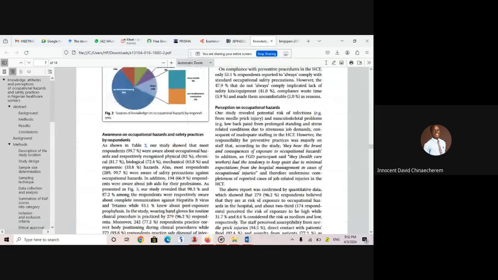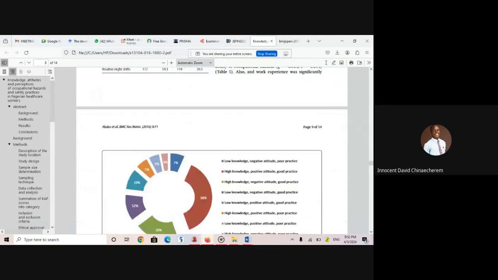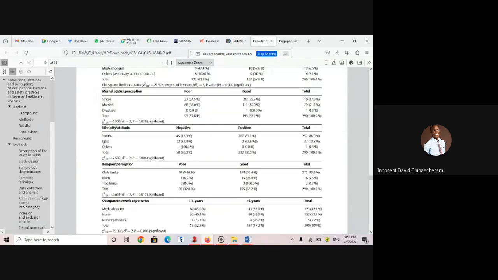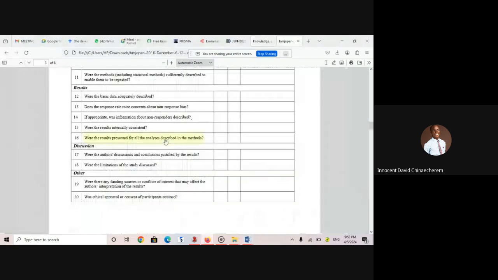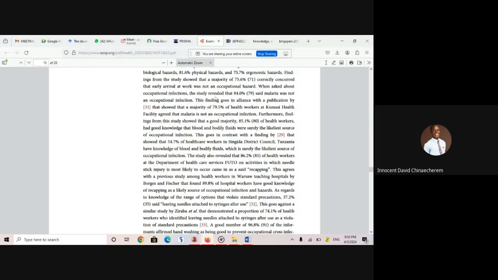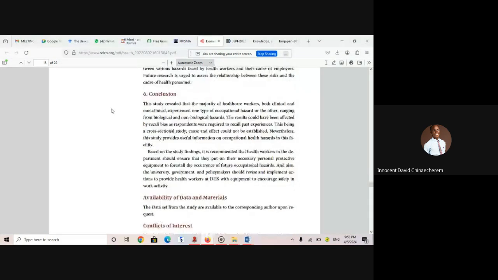They also argued, right? So that's it. So everybody goes what? Remember, this is the question, so that you don't get lost: are the author's discussions and conclusions justified by the results? So that is the discussion, right? That is the discussion. Now, look at what it means.